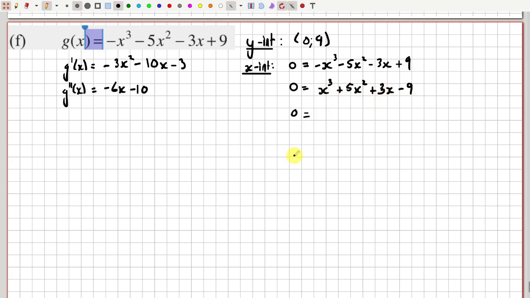So we see that x equal to 1 is one of our intercepts. 1 to the power of 3 is 1, plus 5 times 1, which is 5, that's 6, plus 3 times 1, that's 3, so that's 9. 9 minus 9 is 0. We'll try -1, it doesn't work. We'll try 2, it doesn't work. We'll try -2, it doesn't work. Then we try 3, it doesn't work. And then we'll try -3. We see that does work as well.